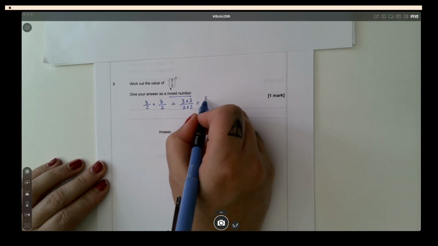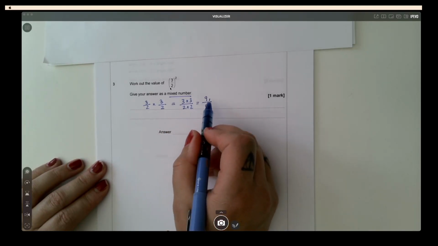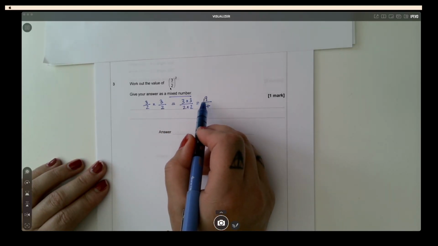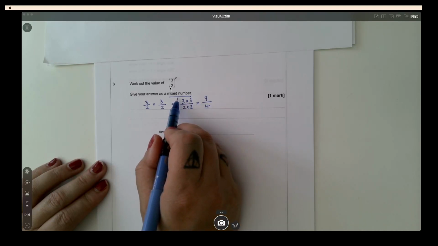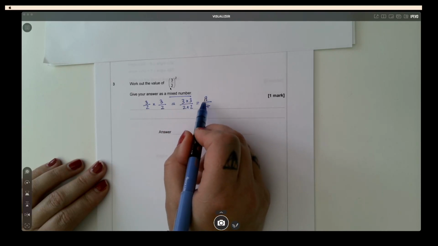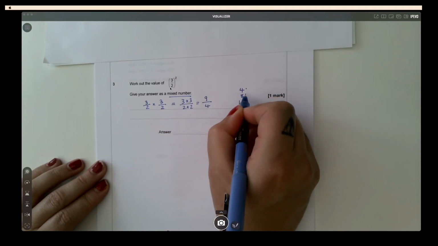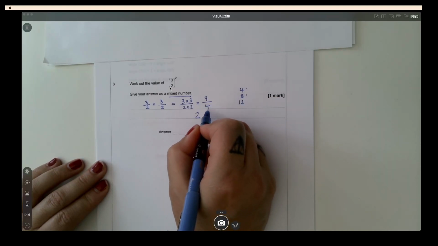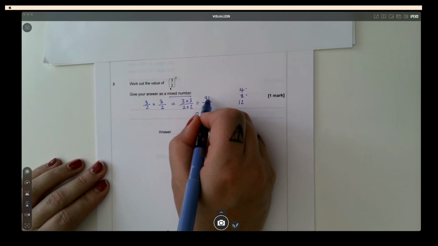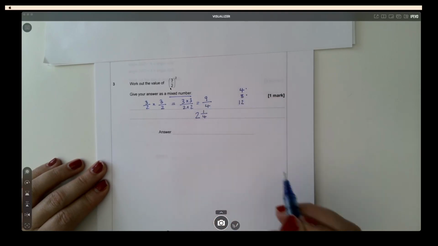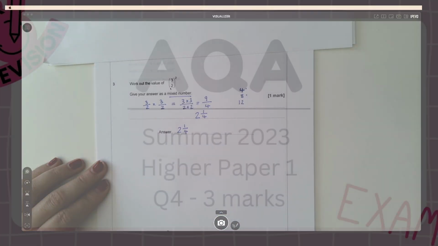3 times 3 is 9. 2 times 2 is 4. Currently we have an improper fraction because the numerator is bigger than the denominator. It wants our answer as a mixed number. So we see how many of the bottom number go into the top. So 4, 8, 12. So 2 whole lots of 4 fit into 9. That gets us to 8, so we have a remainder of 1, so it's 2 1/4, and 2 1/4 goes on our answer line.